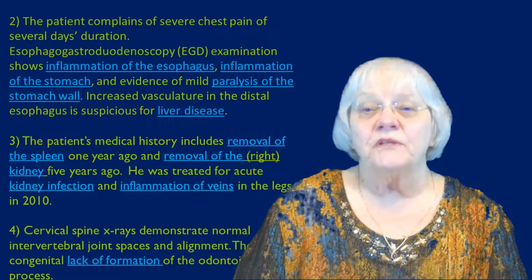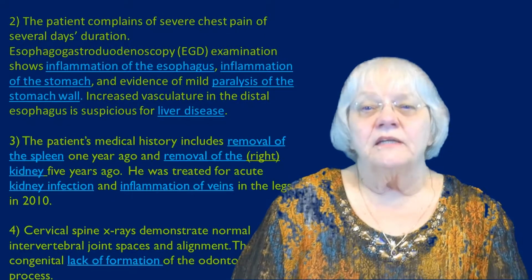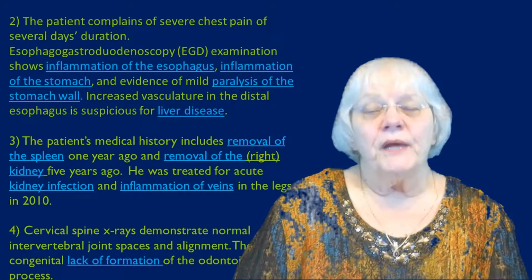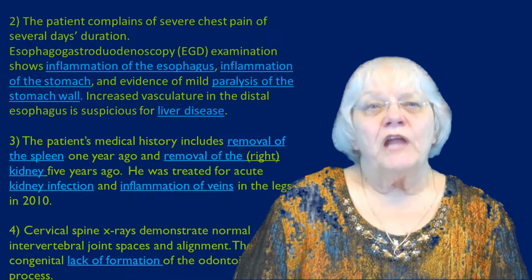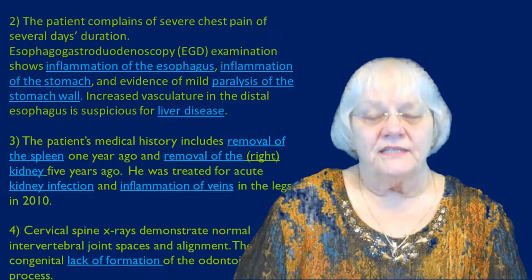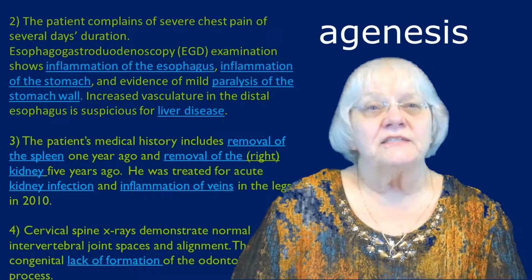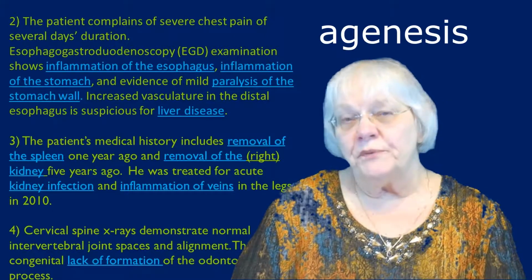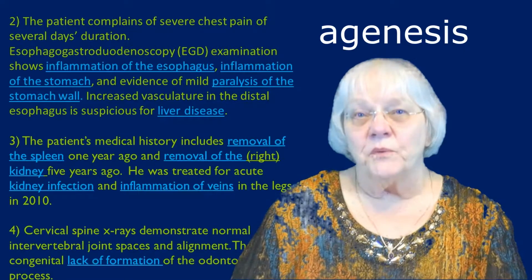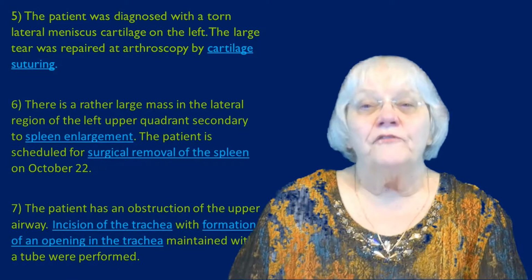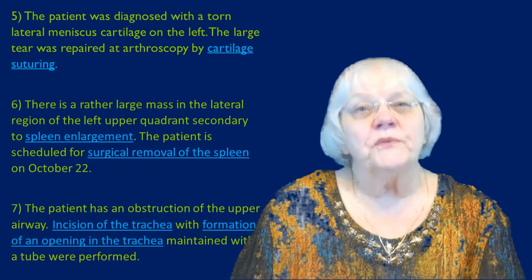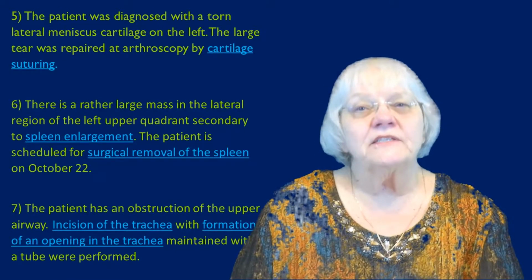The fourth one on that page says cervical spine x-rays demonstrate normal intervertebral alignment. Intervertebral means between the vertebrae. There is a congenital lack of formation of this little bitty finger-like bone called the odontoid process, and that lack of formation is agenesis. You know that if you put a- with the word, it means without. So agenesis, without formation.